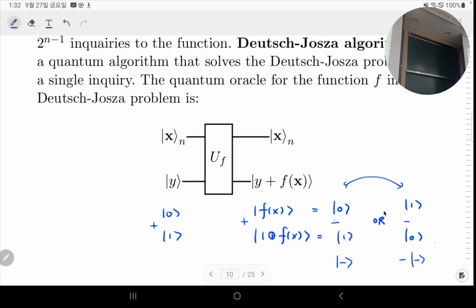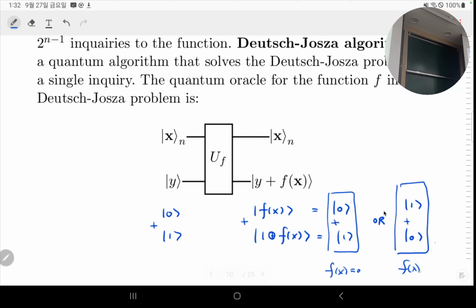So if it's a plus, then they are both 0 plus 1. So this is when f of x equals 0. And this is when f of x equals 1. Right?